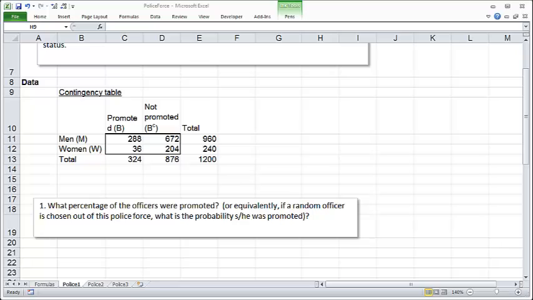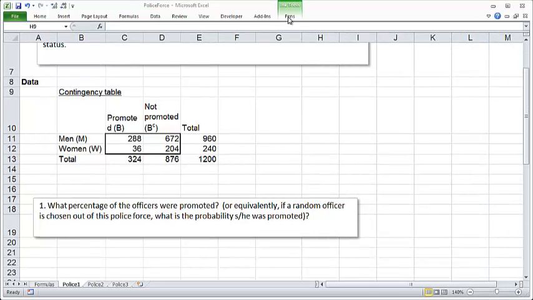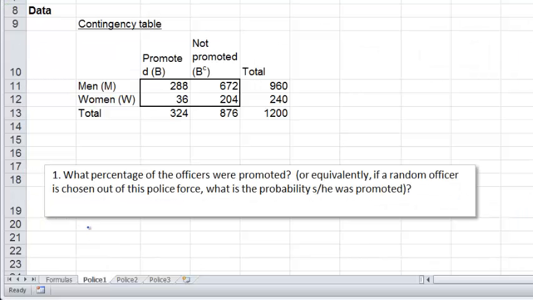Let's take a look at the first question. It says, what percentage of the officers were promoted? Or equivalently, if a random officer is chosen out of this police force, what is the probability he or she was promoted? So here we're looking for the percentage of officers who were promoted, or the probability of a randomly chosen officer being promoted. So we would write it as P of B, because B stands here for promotion. And how do we get that? As you might remember, you just take the count of the people who are promoted and then divide by the total number of police officers.